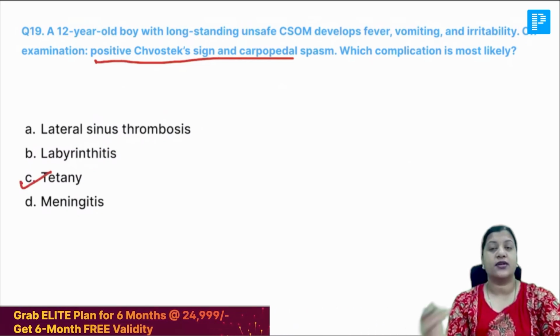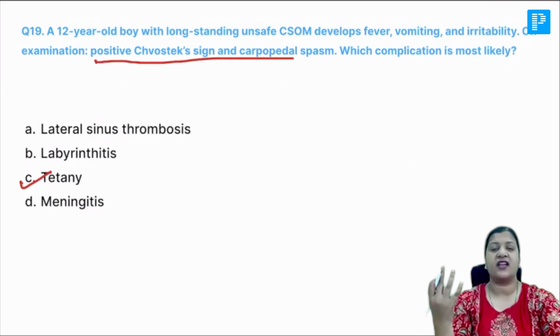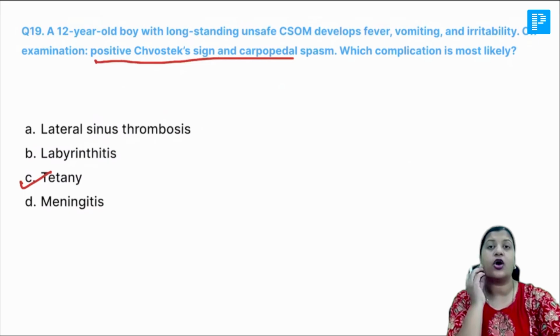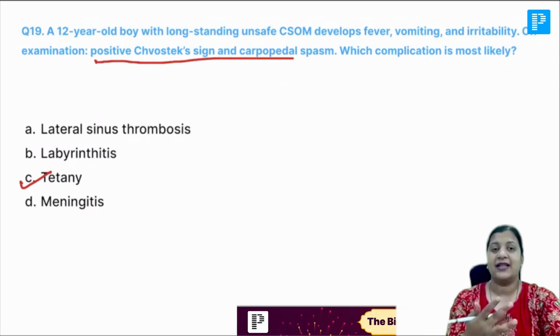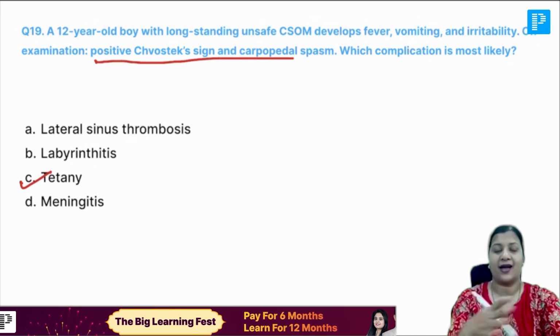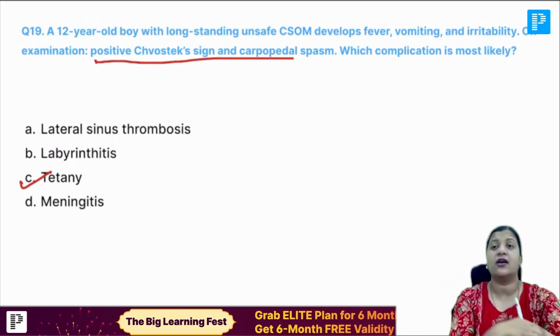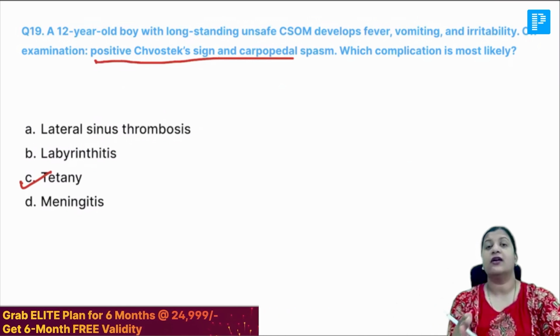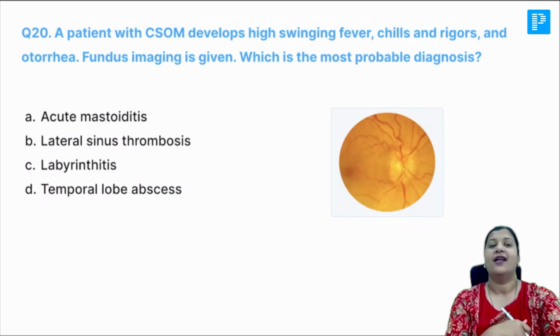A similar question was given in this year's NEET examination where they gave a perforation of the tympanic membrane, a long-standing perforation, and the patient had locked jaw, inability to open the mouth, and they had given tonic spasm of the limbs. That was tetanus. That was different, caused by Clostridium tetani. So they can give you CSOM with various other signs, trying to dissuade you from the correct answer, but you have to know that CSOM can present to you with complications which could be related to the ear and systemic as well. So here, because Chvostek sign and carpopedal spasm is given, your answer is going to be tetany. Let's go to the next question.